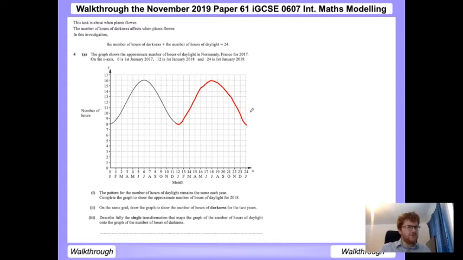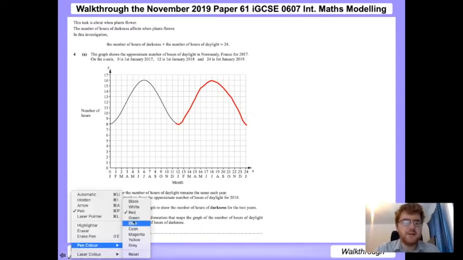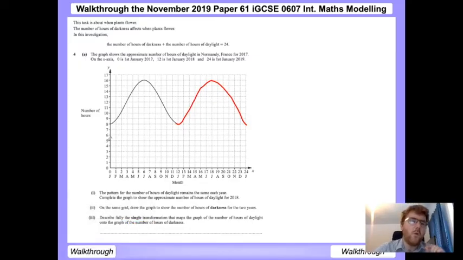Now on the same grid we need to draw the graph to show the number of hours of darkness for the 2 years. So let's have a think. When it's 8 hours of daylight, there's going to be 16 hours of darkness. Likewise, when there are 16 hours of light, there's going to be 8 hours of darkness. So there's always going to be this alternating pattern like so. So we need to make sure we've got this all lined up, and we're going to draw the same kind of curve, but notice we've essentially flipped it around.